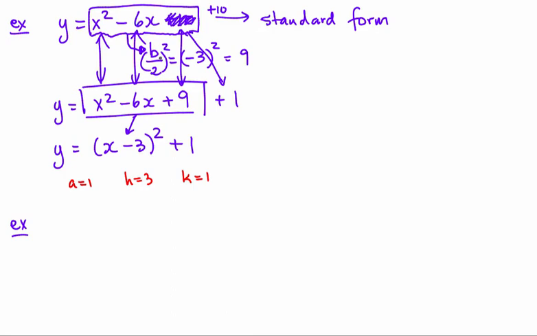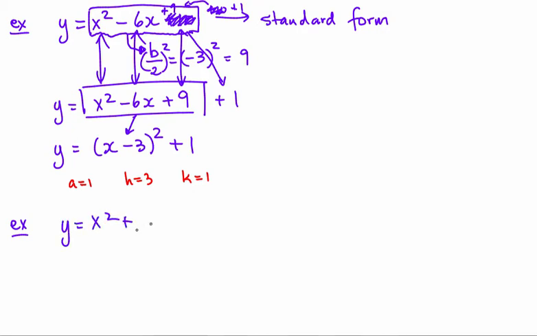It's half of this b value, squared, which turns into 9. So I need to add 9. Well, I've got 10, so if I add 9, I can use 9 of them there, and then I've got 1 left over on the end, and then I've got my perfect square trinomial. Let's take a look at another one.